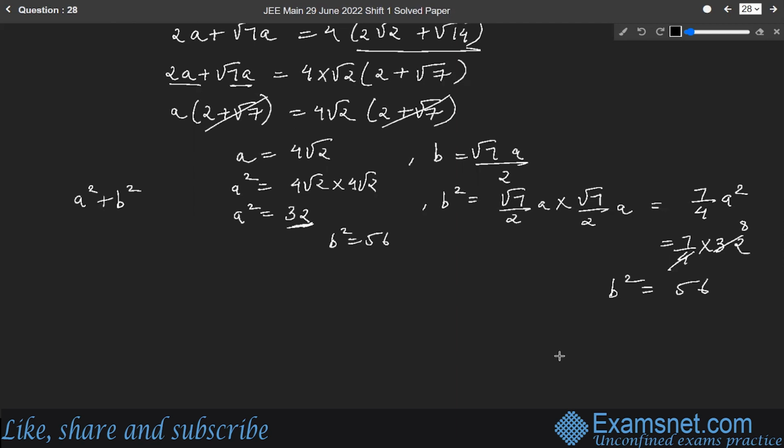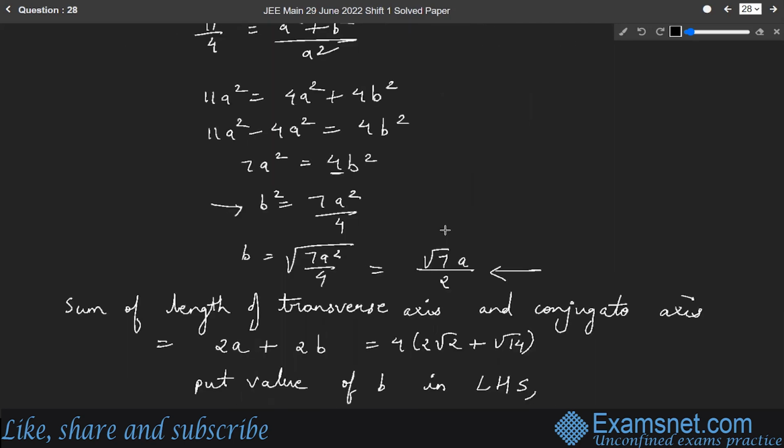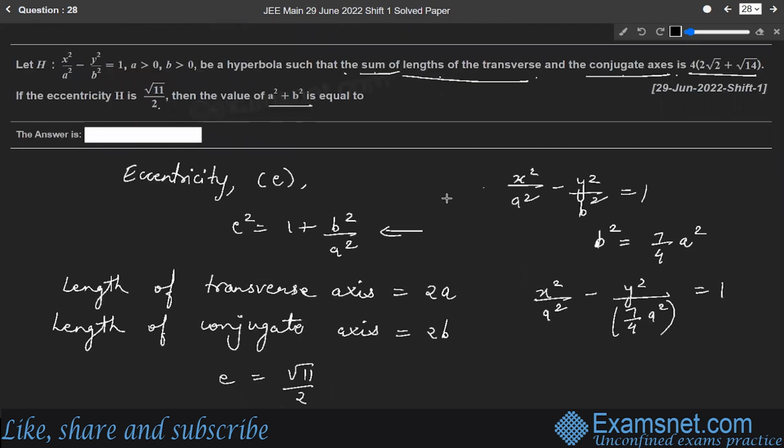Now we have to add both these values. a square is 32 plus b square is 56. 32 plus 56 is 88. So the value for a square plus b square is 88. So for this question, the correct answer is 88. I hope you are clear with this question.